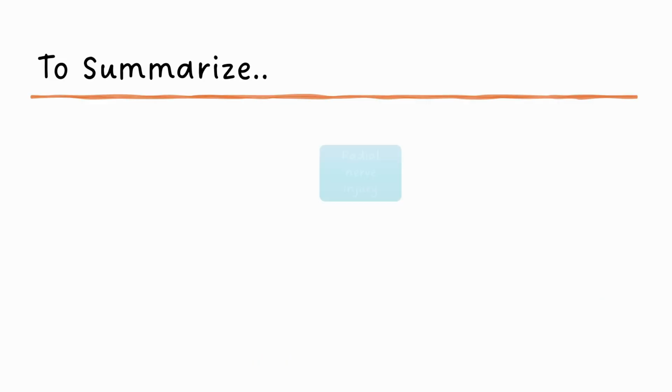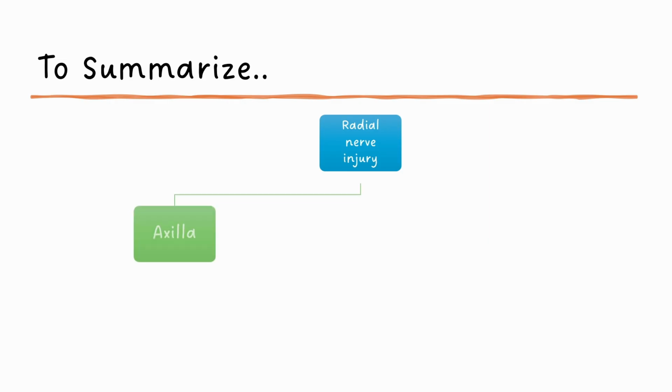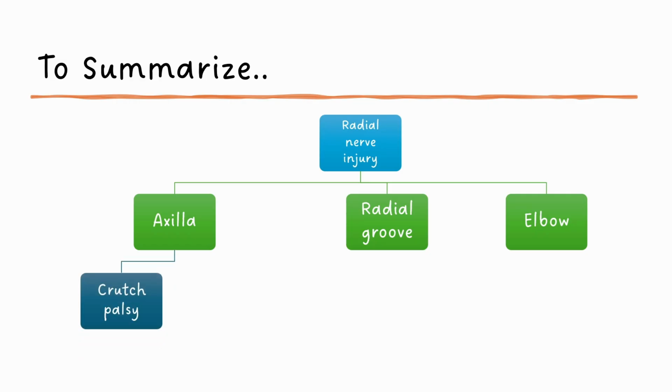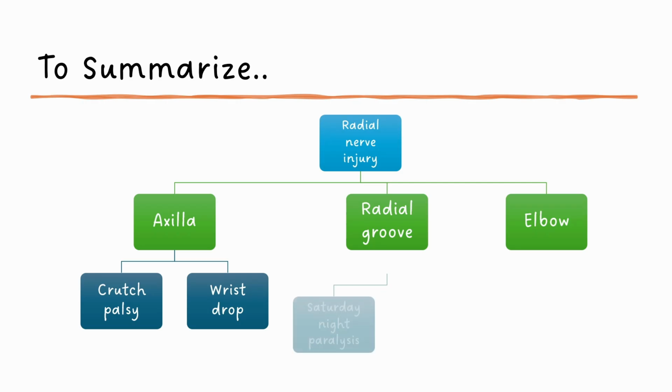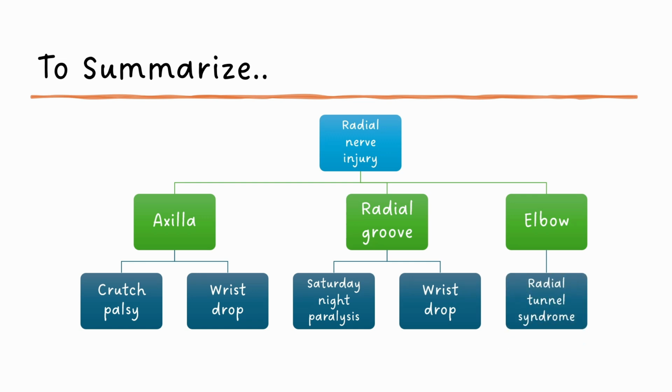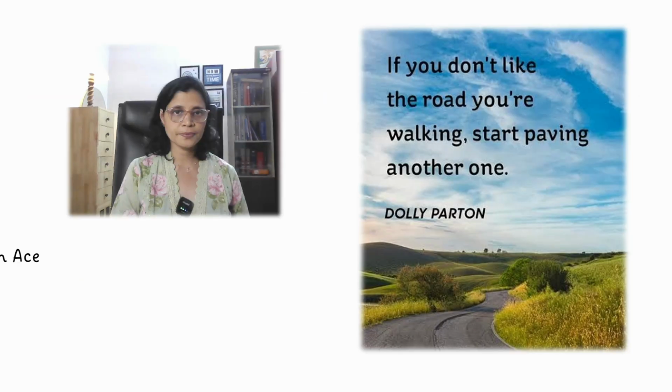And to summarize, the radial nerve injury can occur at three sites: the axilla, the radial groove, and at the elbow. In the axilla, we call it crutch palsy and wrist drop. At the radial groove, it results in two clinical conditions, that is Saturday night paralysis as well as wrist drop. In the elbow, we call it radial tunnel syndrome or entrapment neuropathy.